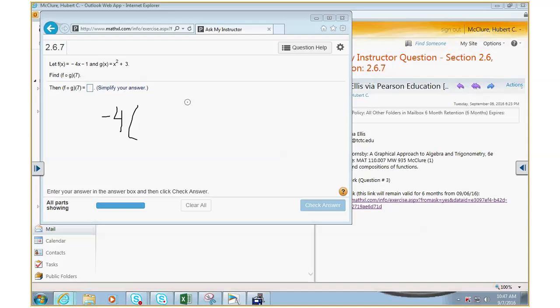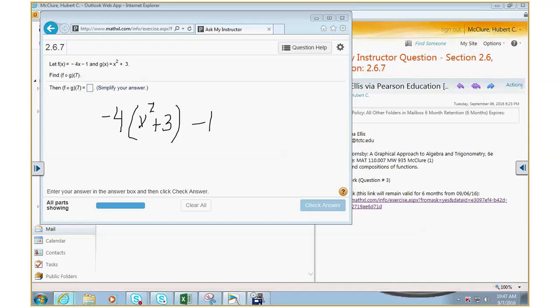No, you're not. 4 times x minus 1. And what do you put inside? X squared plus 3. And then now you do the math. 7 squared is, I'm sorry, what? 49. 49 plus 3 is 52. 50 times 4, 208. Negative 208 minus 1 is.